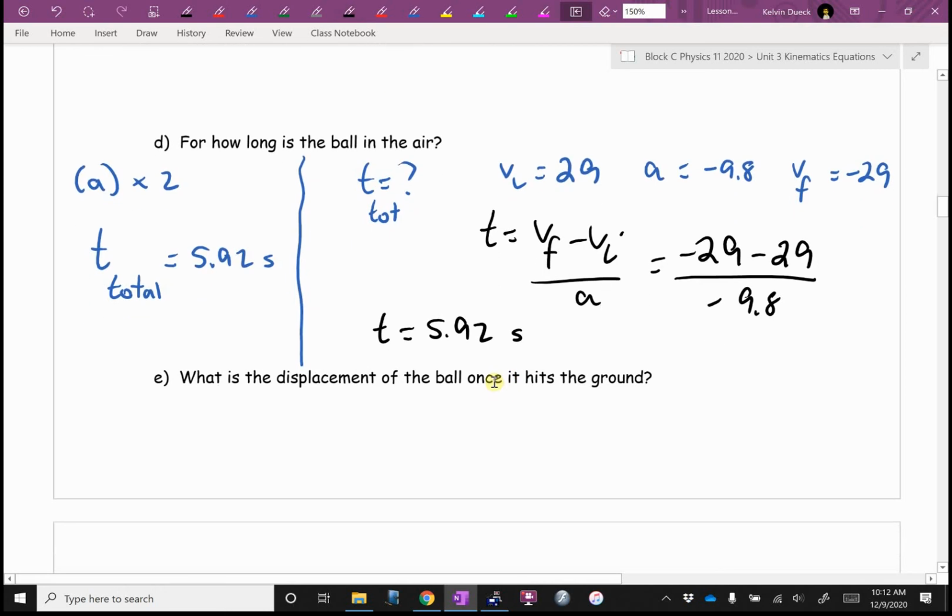E. What's the displacement of the ball once it hits the ground? Donald. Absolutely, it would be 0. How high were we when we started? 0. How high were we when we finished? 0. What's our change in position? What's our displacement? 0.